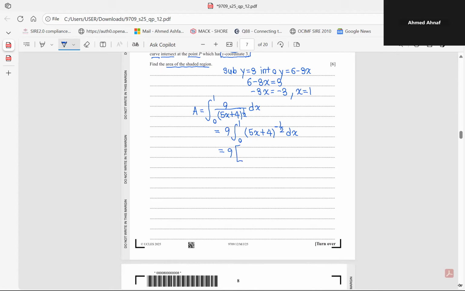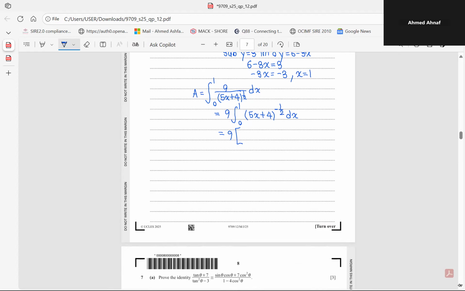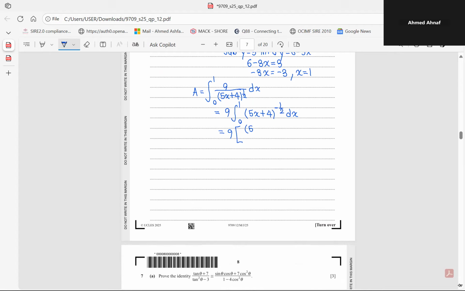In order to integrate this type of function, a linear function raised to a power, we're going to have to first write down the linear function and add 1 to the outside power. So minus half plus 1, that's half. And then we divide by that new power, so divided by half. And then we divide by the derivative of the linear function. So here, when you differentiate 5x plus 4, you'll just get 5. So divide by 5. And don't forget to put your limits.